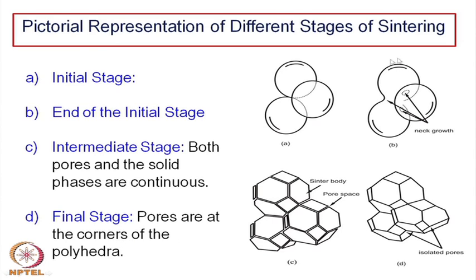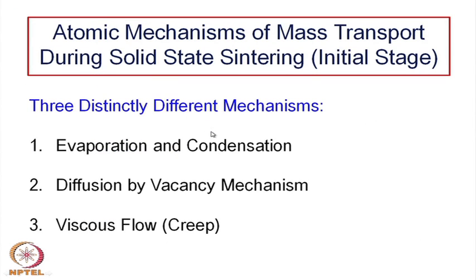So, this is the kind of pictorial view of the progress of sintering, what happens in the total phenomena, and how they can be subdivided into three different stages. Having discussed all these things, now we go to a little more detail: the atomistic or atomic mechanisms of mass transport during solid state sintering.